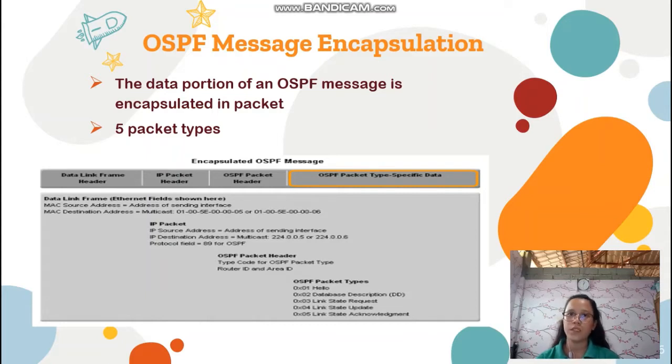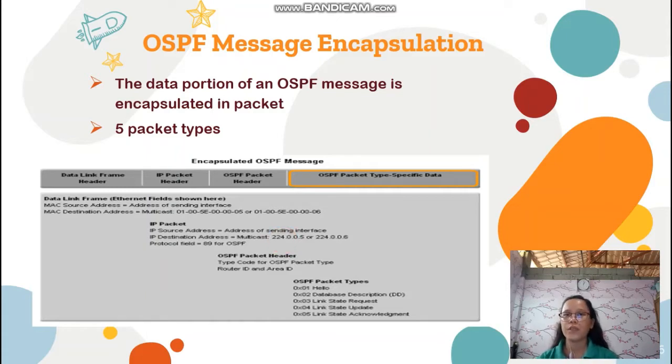This figure shows an encapsulated OSPF message in the Ethernet frame. The OSPF packet header is included in every OSPF packet, regardless of its type. In the IP packet header, the protocol field is set to 89 for OSPF, and the destination address is typically set to one of two multicast addresses, which are 224.0.0.5 or 224.0.0.6.